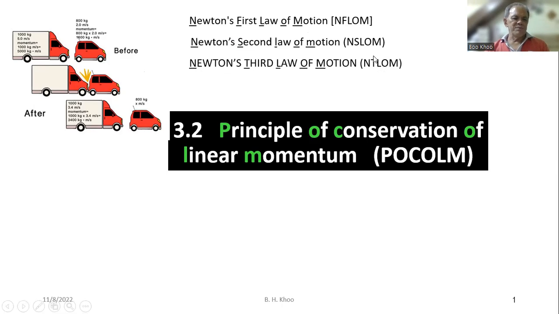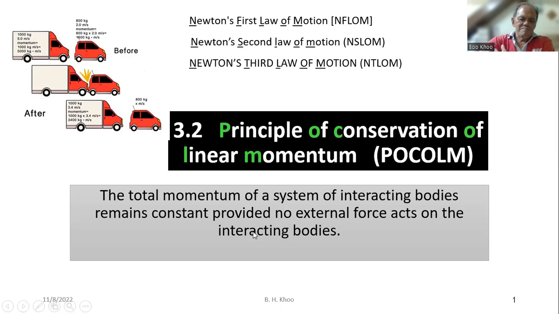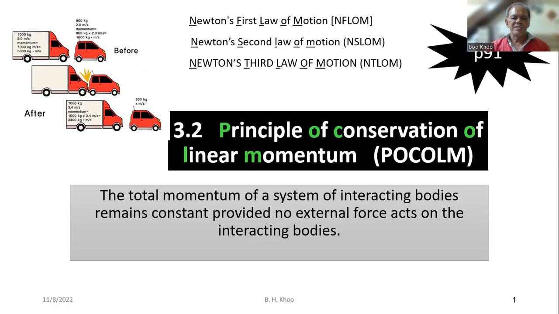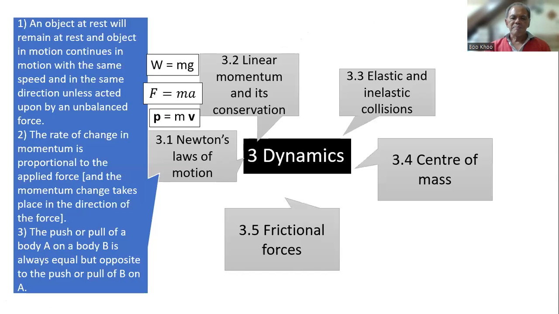Let's summarize what we are going to study. That is the principle: the total momentum of a system of interacting bodies remains constant provided no external force acts on the interacting bodies. Do your own mind map. This is my own mind map. Newton's first law, second law, third law are important to memorize. Then we have defined momentum, a vector quantity.